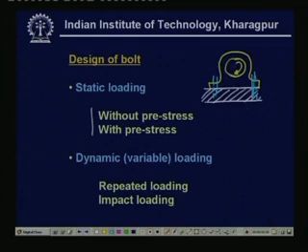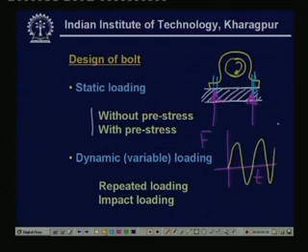Now as it rotates, a fluctuating force is developed, and if you draw the free body diagram, the normal stress on each of the bolts will have a fluctuating component. So if you plot F against time, you will see the variation looks somewhat like this. So this is fluctuating stress.